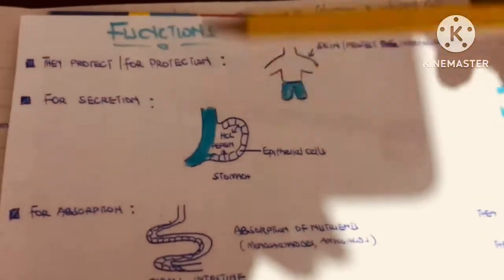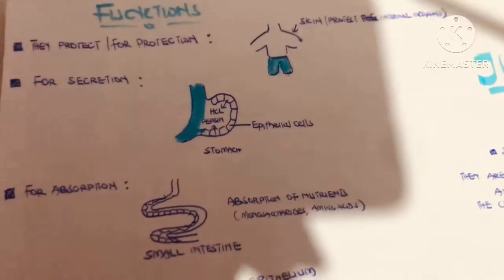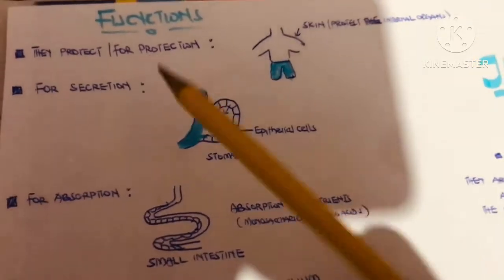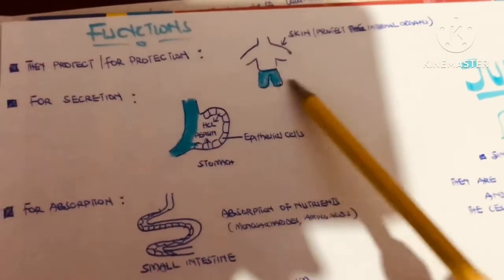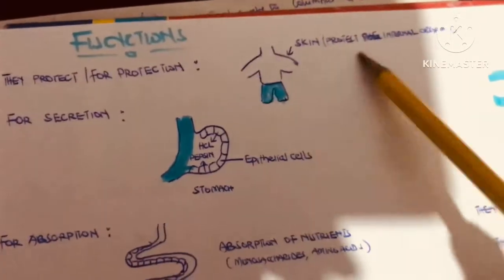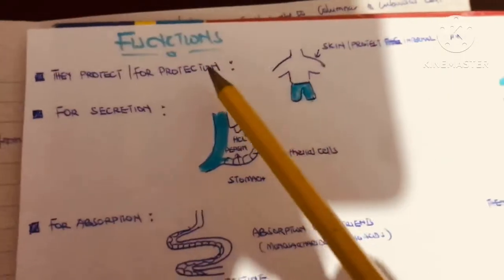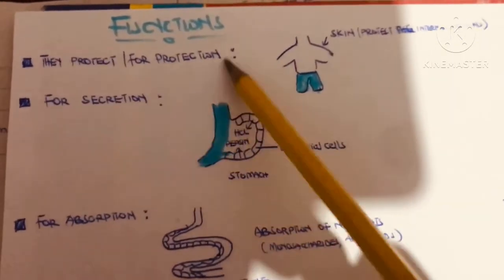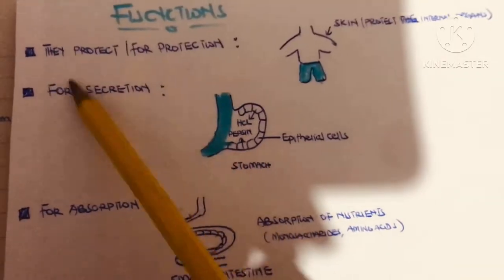Now let's look at the functions of this epithelial tissue. One thing I will not forget when I'm talking about epithelial tissue is that they are for protection. When you look at the skin, it is protecting the internal organs, and the skin has epithelial tissue. So epithelial tissues are for protection.